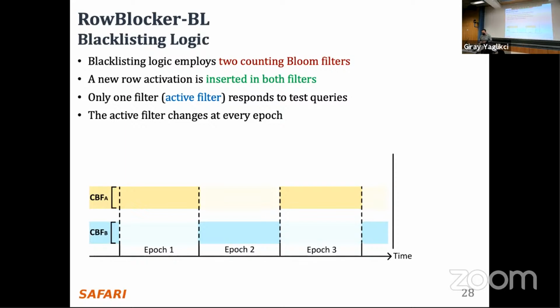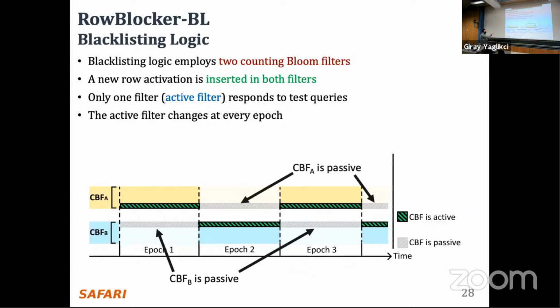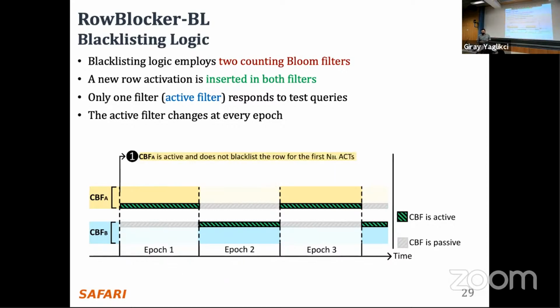Let's look at the operation of the two filters, CBFA and CBFB, across the timeline shown here. We see CBFA and CBFB here. Let's say a green bar indicates that a Bloom filter is active at this given epoch, and we use the gray bar to indicate that it's passive. So only one of them is active at a given epoch. Let's start from the beginning.